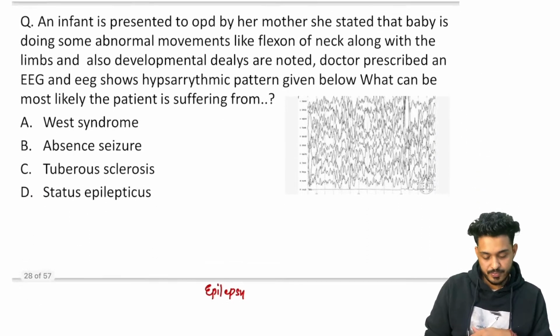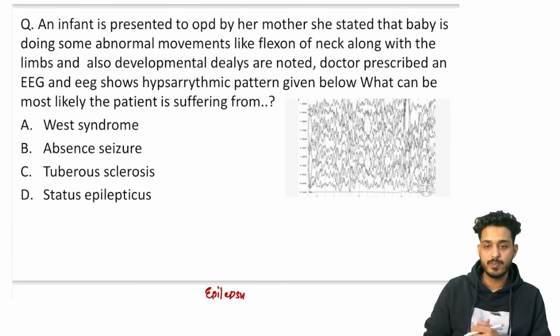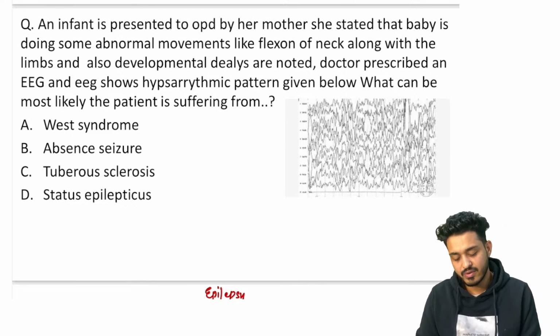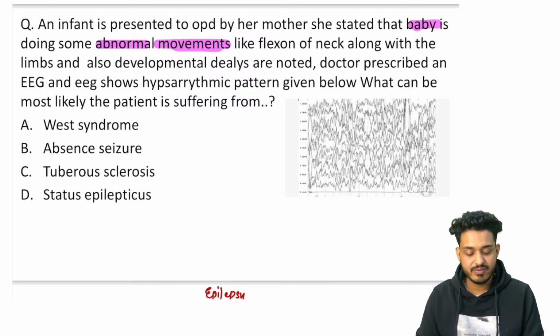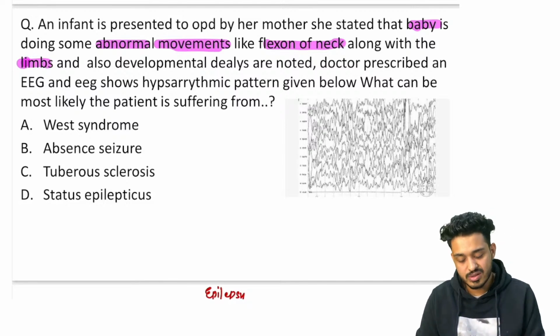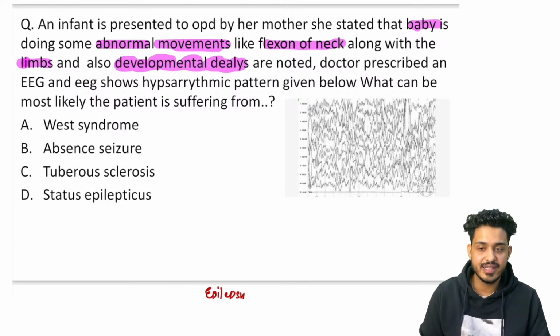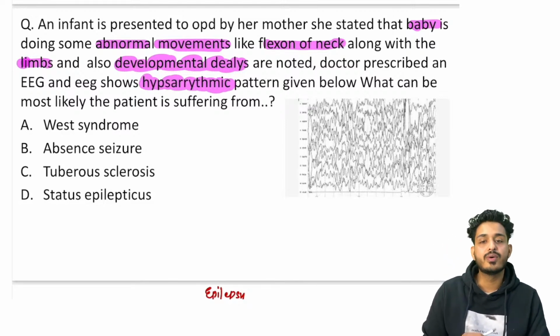Now the next question we are having, the last question from the CNS. Right, an infant is presented to the OPD by her mother. She stated that the baby is doing some kind of abnormal movements. Right? Like flexion of the neck. There will be flexion of the neck along with the flexion of the limbs, like that. Okay, and also there is a developmental delay. Right? Doctor prescribed an EEG. And EEG shows hypsarrhythmic pattern. Okay, what can be the most likely this patient is suffering from?